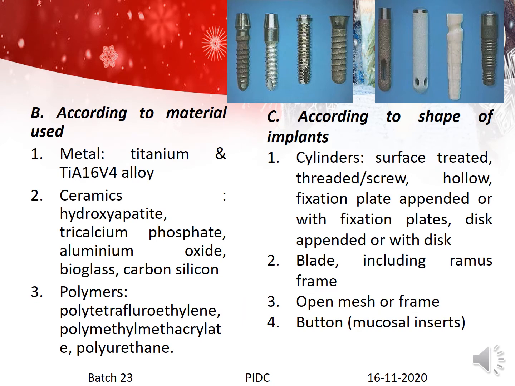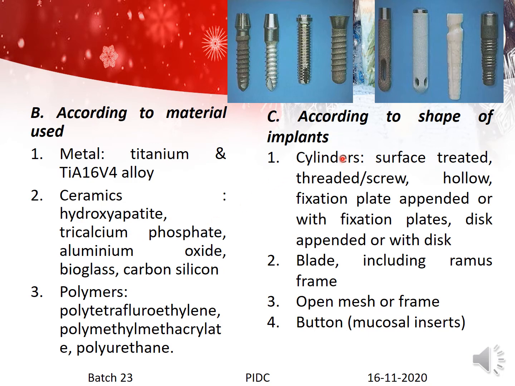According to the material used, we have the commercially pure titanium implants and titanium alloyed implants which are available. Apart from that, you do have certain alterations which are done in its surface by means of ceramics, hydroxyapatite, tricalcium phosphate, aluminum oxide, bioglass, carbon silicon, and polymers such as polytetrafluoroethylene, polymethyl methacrylate, and polyurethane.